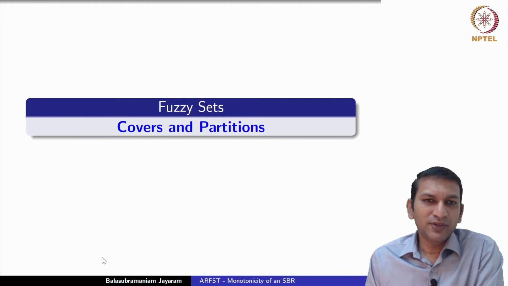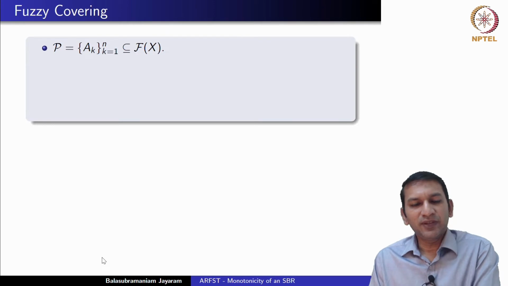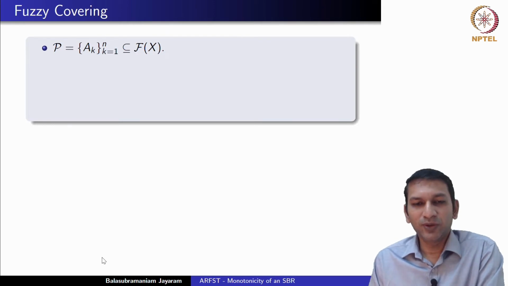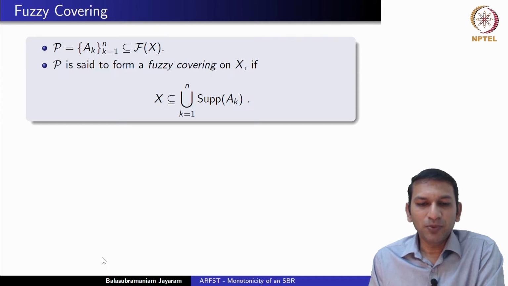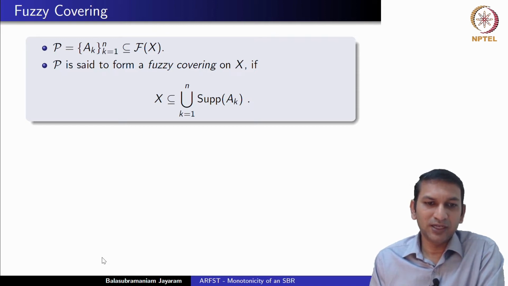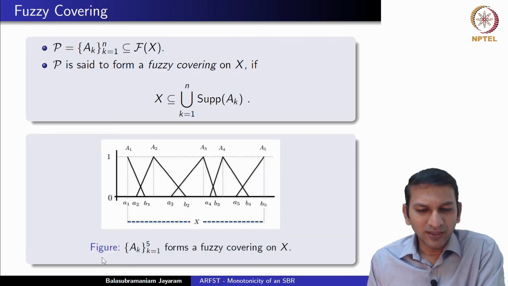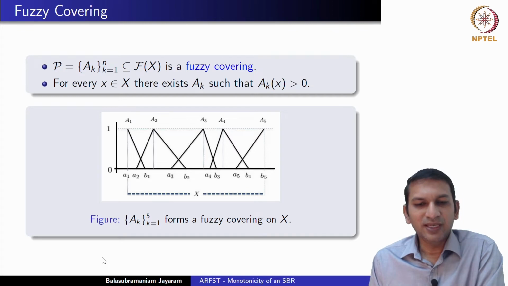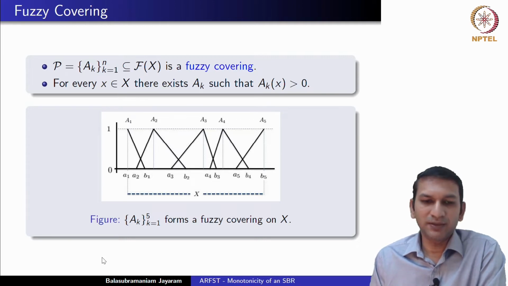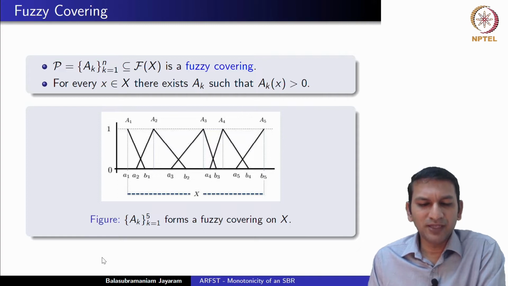Well, we know what fuzzy coverings and partitions are. We will introduce one more in this lecture. By a fuzzy covering, we mean a collection of fuzzy sets over X such that the union of supports of these pieces actually contains the set X itself. So the union of supports of these fuzzy sets contains X. Another way to look at it is that for every X in X, there exists some A_k in this collection to which X belongs with some non-zero membership degree. This is just a simple basic fuzzy covering.